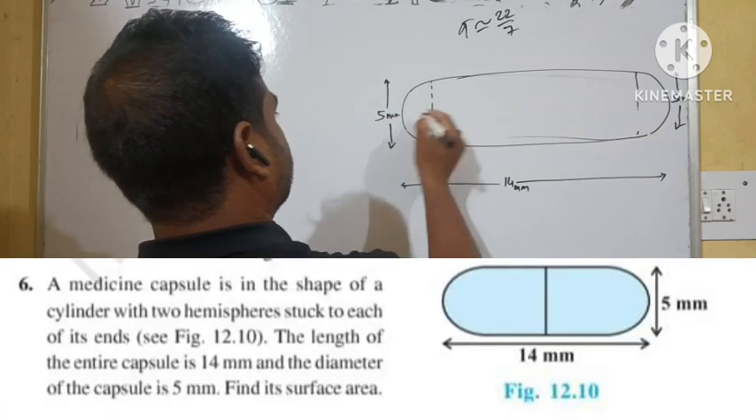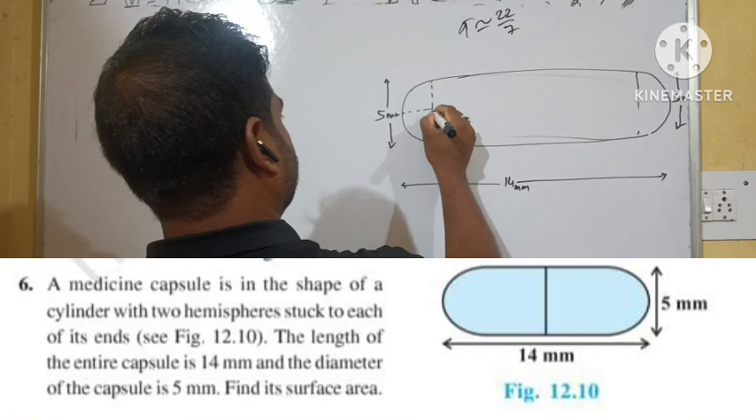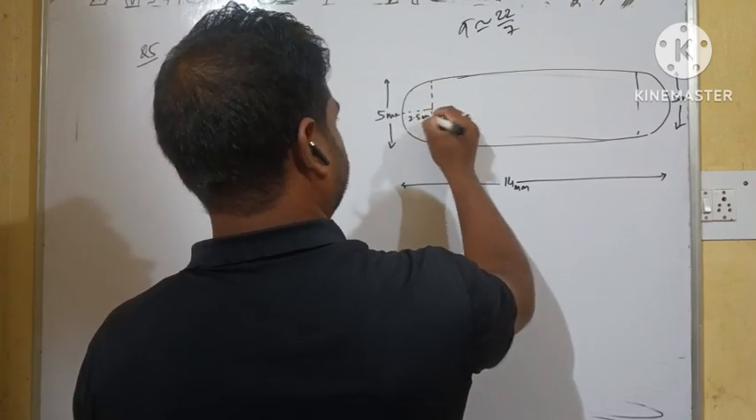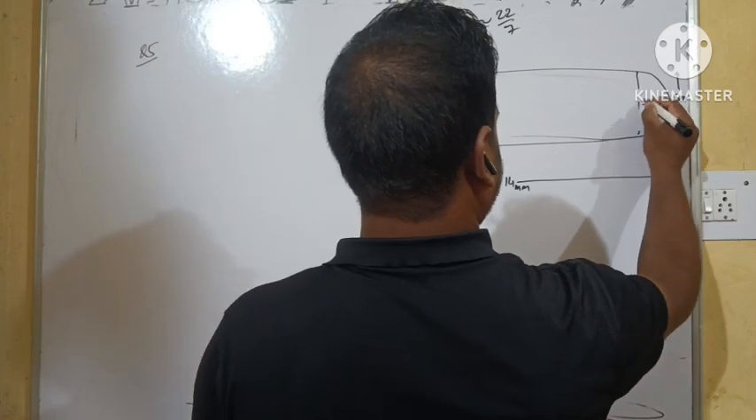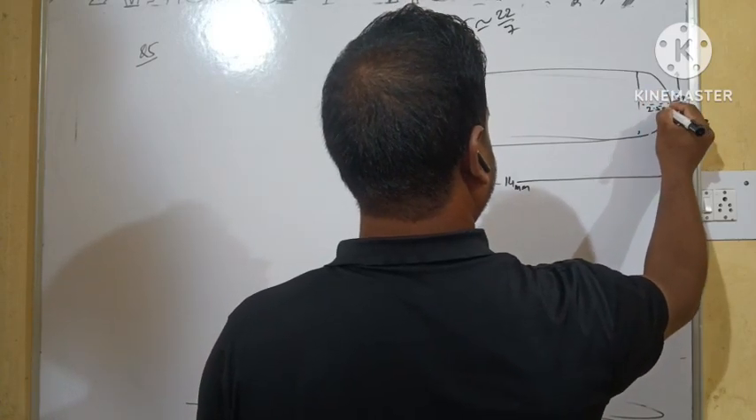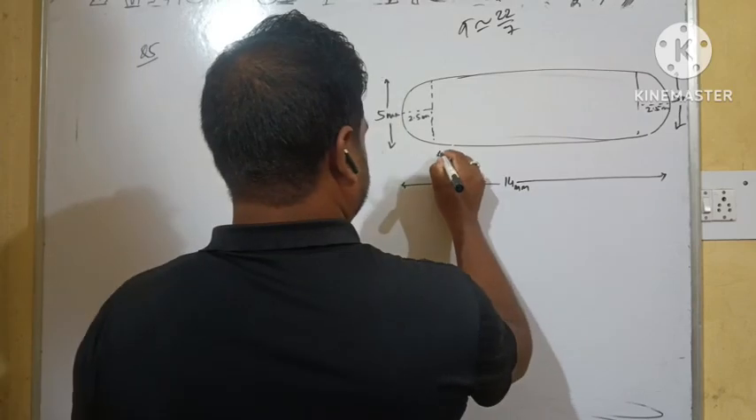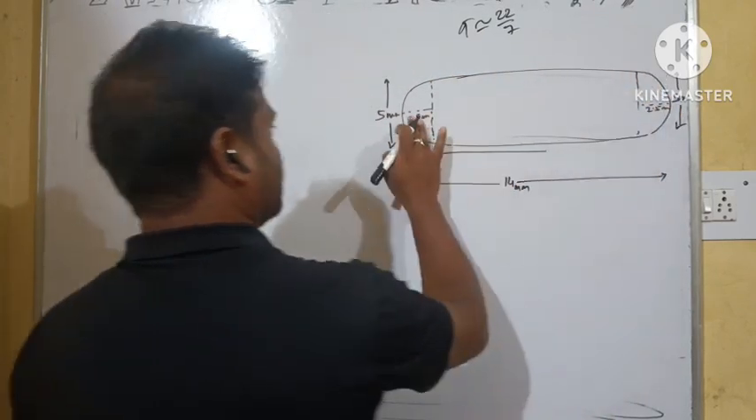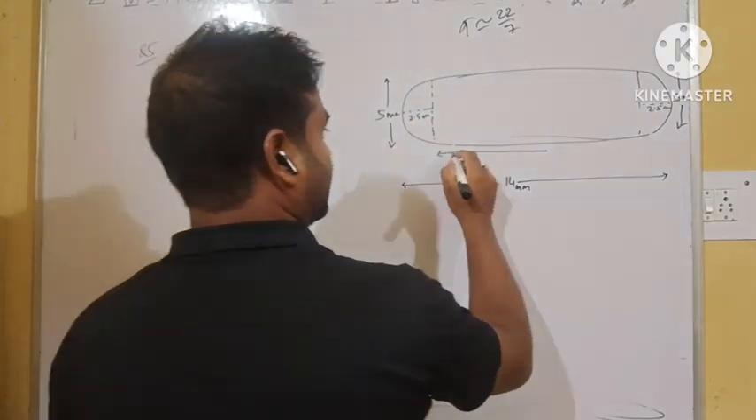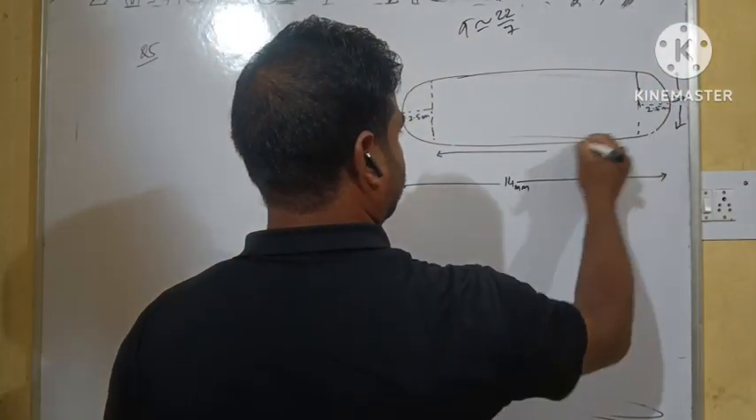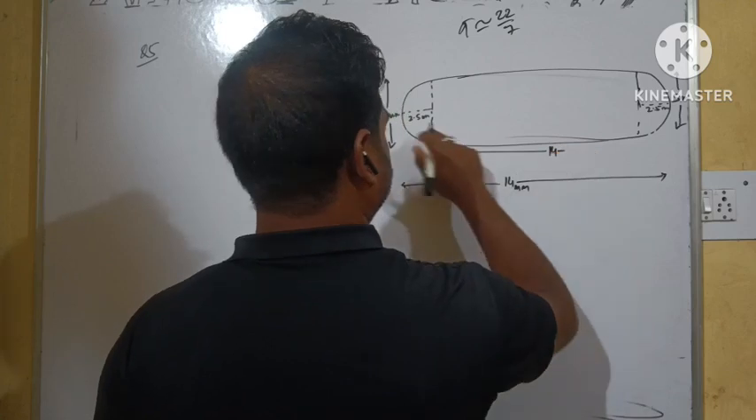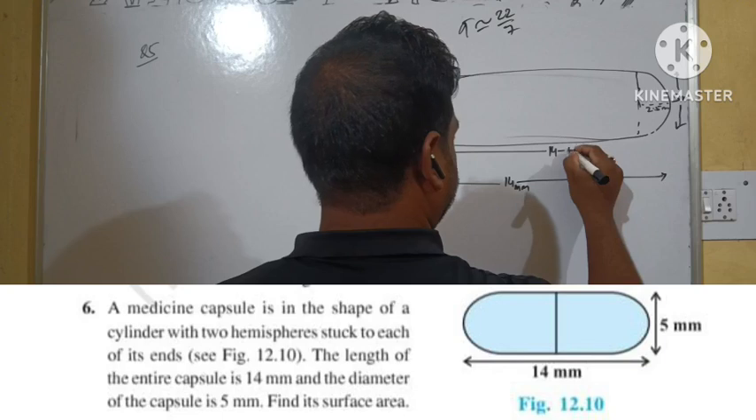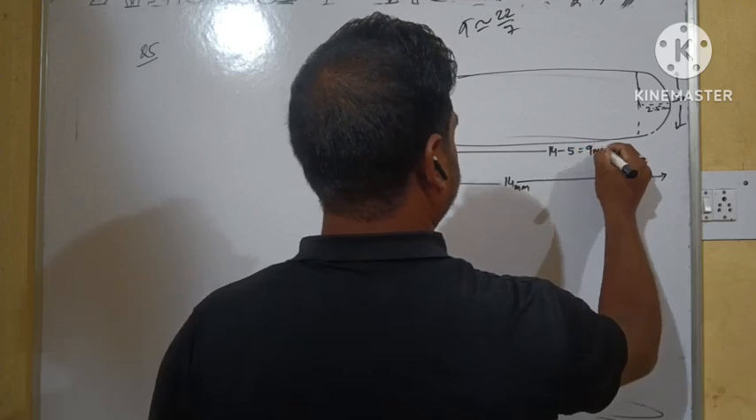If the diameter is 5 mm, then the radius of the hemispherical part is 2.5 mm. Then the height of the cylindrical part: this is the cylindrical part, and these two ends are the hemispherical parts. The height of the cylindrical part will be 14 minus (2.5 plus 2.5), which is 14 minus 5, equal to 9 mm.